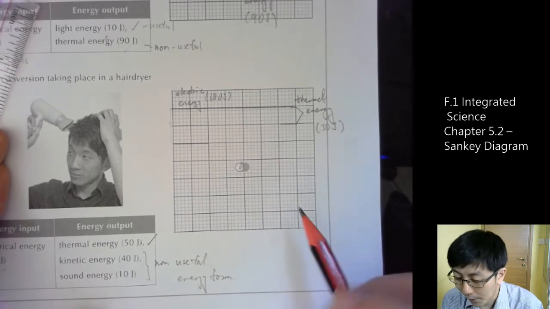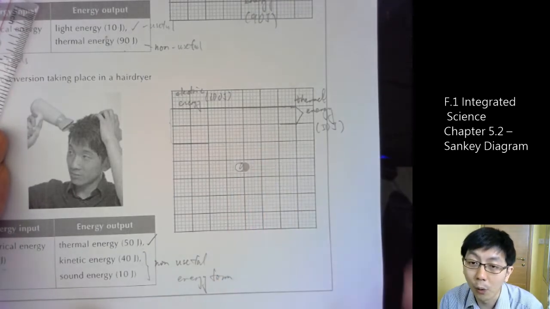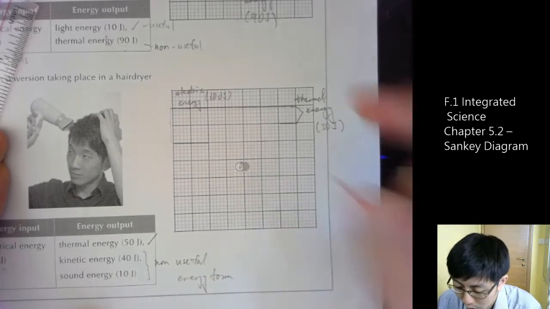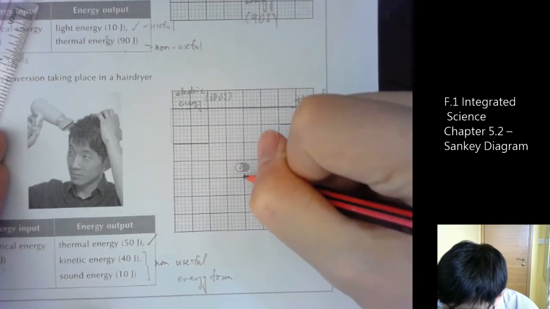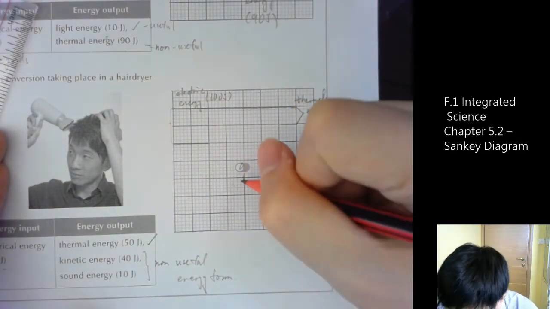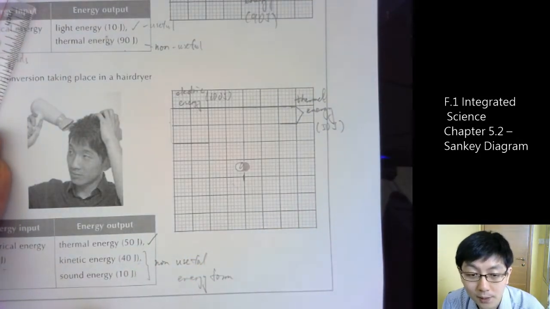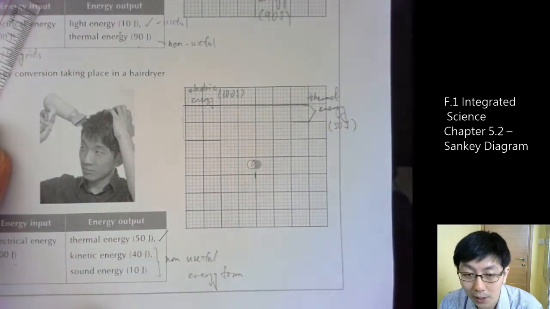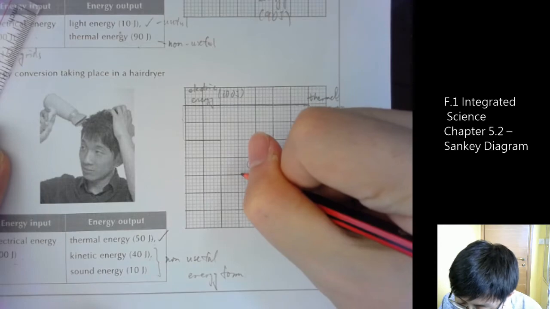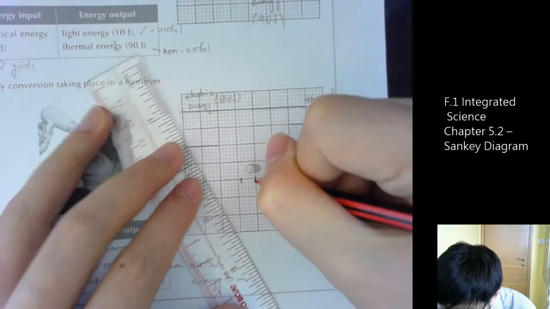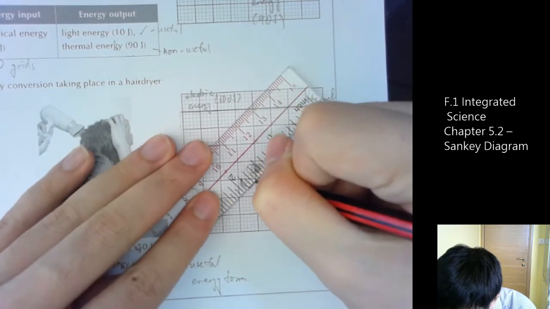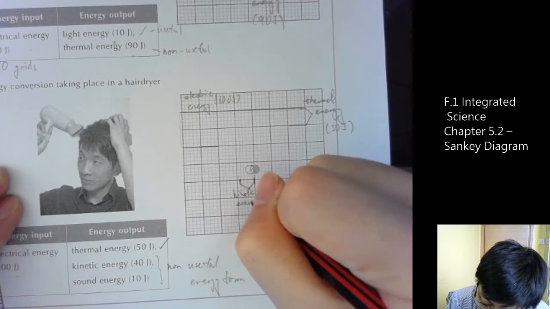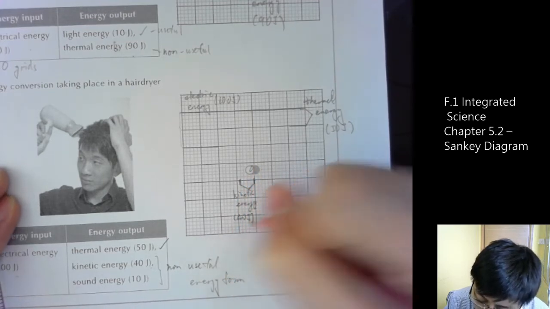So I will have different stages for the division. First one, kinetic energy. Some of it is converted to kinetic energy. So I will start from here. Let's say we have an arrow pointing downwards, and the width will be 4 grids. 10 grids going in is 100 joule, so the 40 joule going out should be 4 grids. So I just count the ratio. There will be 4 grids. I put the arrow here, and this one is kinetic energy, 40 joule.